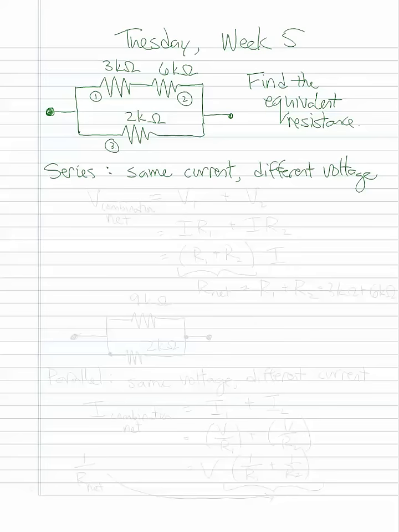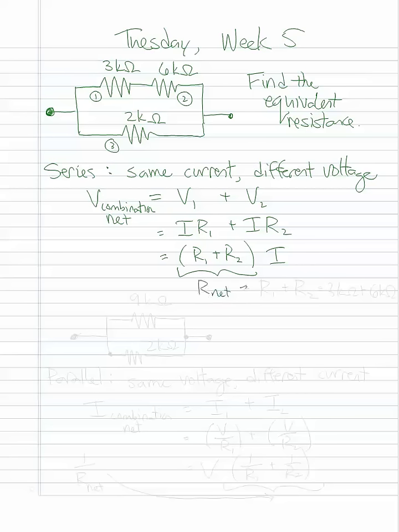Well, what that means is that the voltage across the combination is equal to the voltage across 1 plus the voltage across 2. And we know that V equals IR, so it's the current they have in common, R1, plus the current they have in common, R2, which means this is the same thing as R1 plus R2 times I. And so the net voltage is equal to this thing times the current that they have in common.